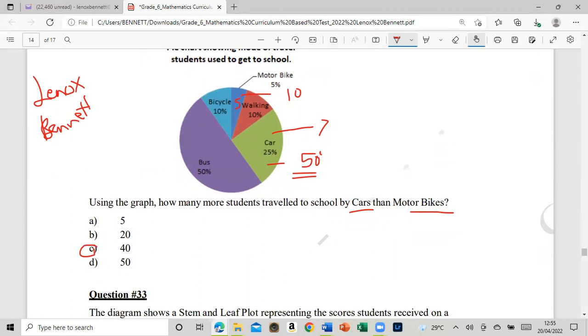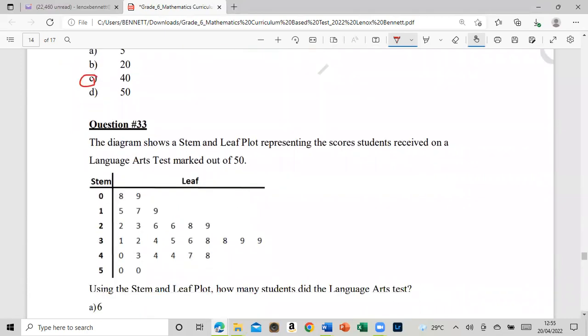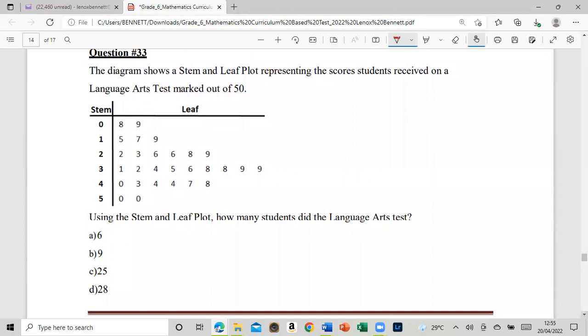Oh, it doesn't stop at 32? Okay. All right, stop at 33. The diagram shows a stem and leaf plot representing the score students receive on a language arts test out of 50. Using the stem and leaf plot, how many students did the language arts test?